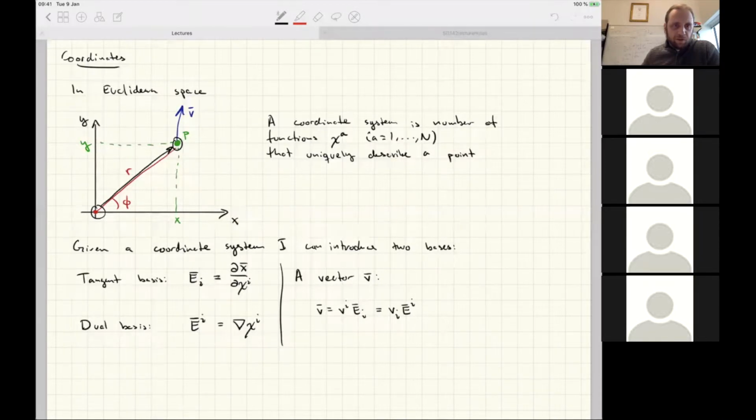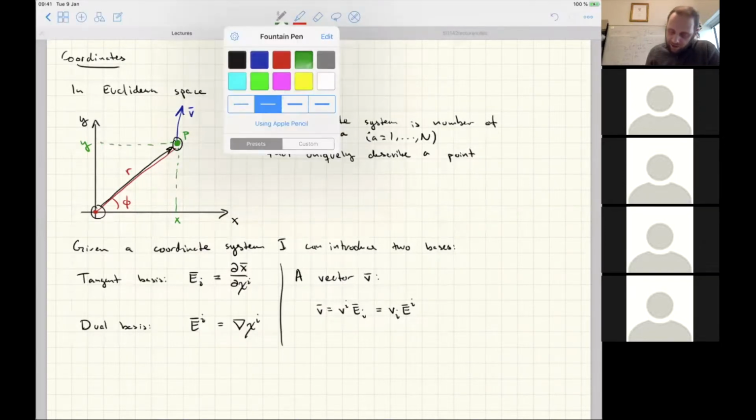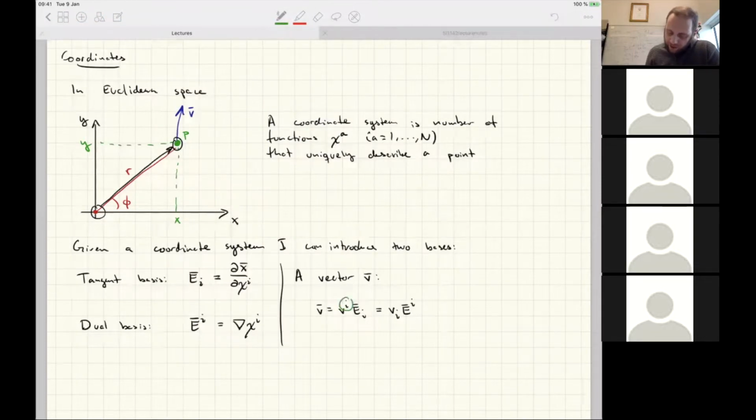If there is anyone who's not familiar with this, well, I will say it anyway. So this summation convention here, that is that if I have two indices that are the same, those indices should be summed over the available range. So what this actually means is that this is equal to the sum over i from 1 through n of this expression. And the same thing for the right-hand side.